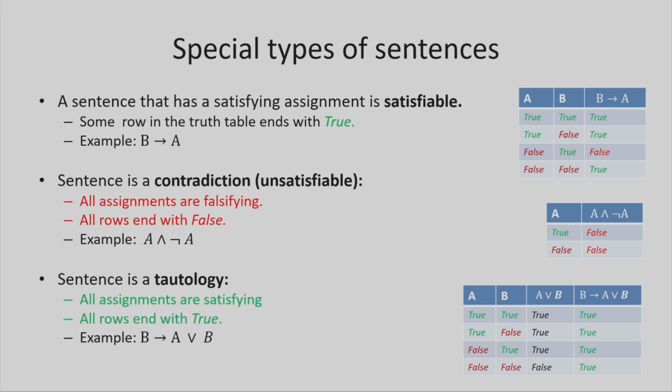So every entry in the last column will be true. For a contradiction, every entry will be false. And something is satisfiable if it's not a contradiction, essentially, if there is at least one line that's true.